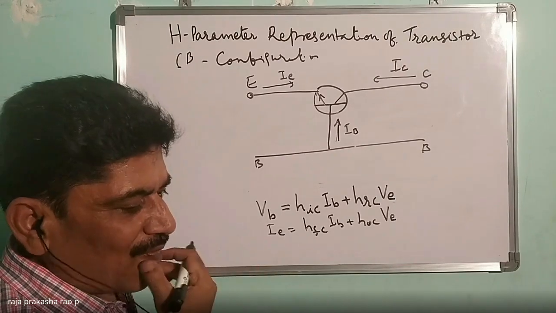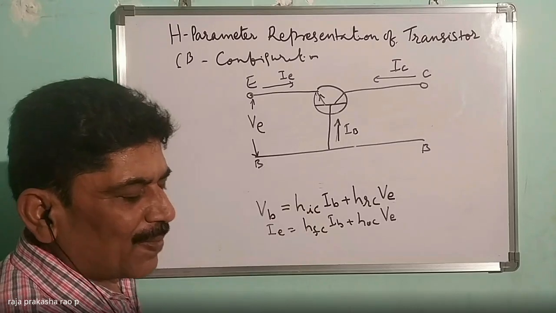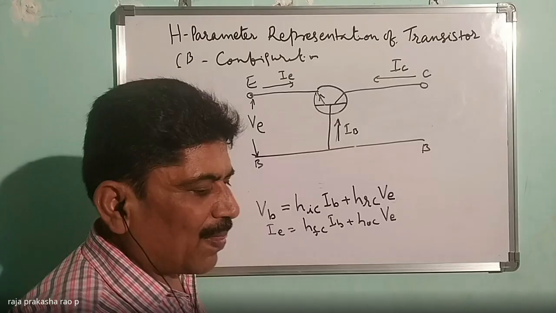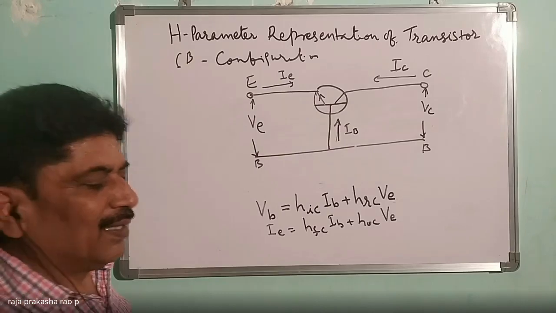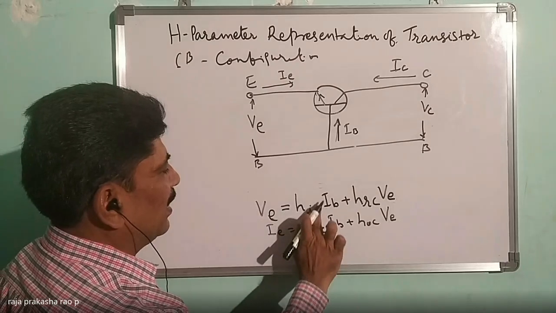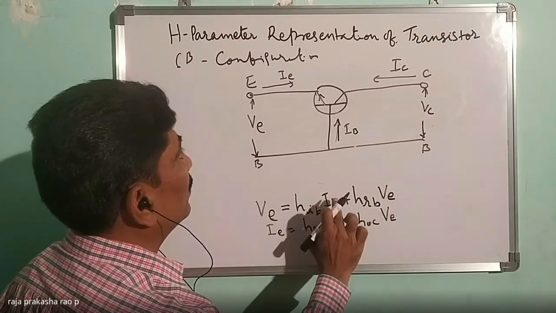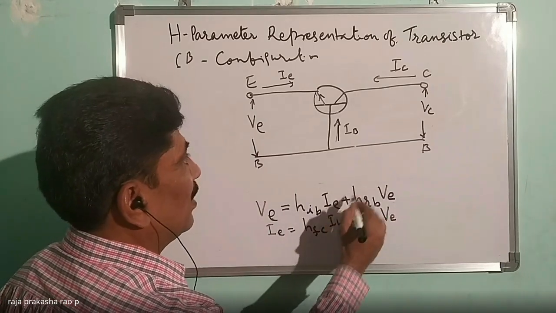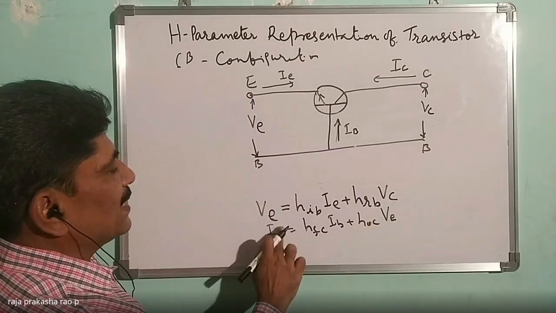And how to frame the equations now? What is input voltage? Input voltage is VE. Good. Output voltage? VC. Good. Input current? IE, sir. Very good. Output current? IC. So input voltage is VE, and this is common base, input current is IE, output voltage is VC, and output current is IC.